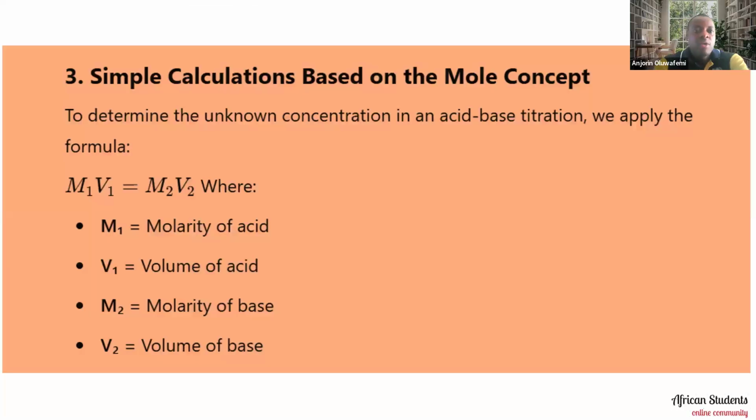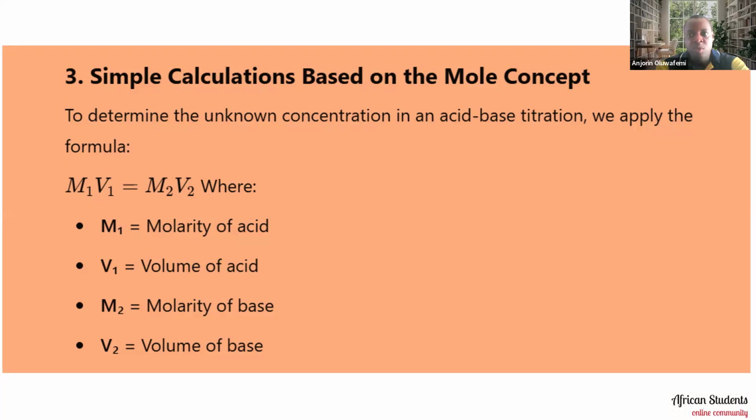Okay, we need to now look at some simple calculation based on the mole concept. This is part of the subtopics that we are supposed to treat under acid, base, and salt. So, simple calculation based on the mole concept. Now, to determine the unknown concentration in an acid-base titration, we apply the formula M1 V1 equals M2 V2, where M1 is the molarity of the acid, the initial molarity of the acid, and V1 is the initial volume of the acid. M2 is, sorry, pardon me, scratch that.